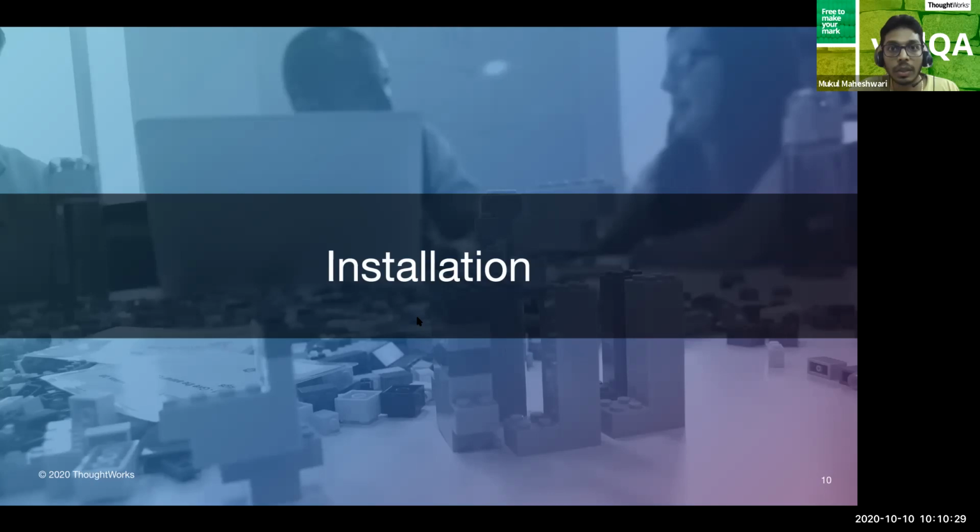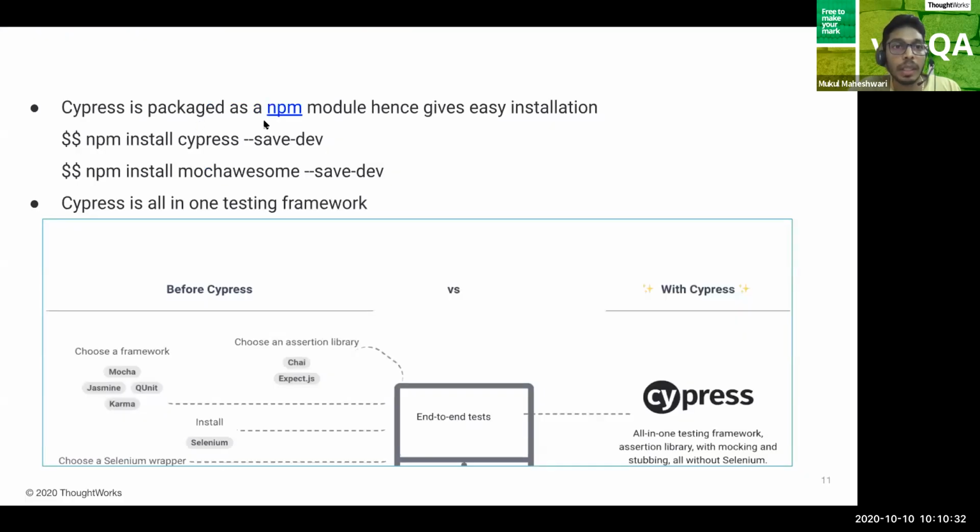Coming to the next point, installation. Cypress is packaged as an NPM module, hence it gives easy installation. NPM stands for Node Package Manager. As its name suggests, Node Package Manager is used to manage the packages of JavaScript. The biggest advantage of NPM is that you can install your package using just one line, say npm install cypress --save-dev. Whenever you run this command, your package will be installed and it will also be saved as a dependency in your package.json file. We will discuss more about package.json during our hands-on session.